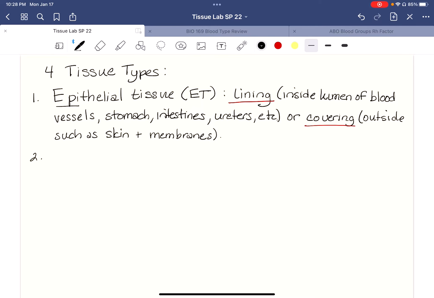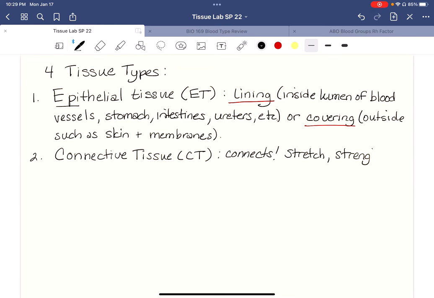Okay. Second tissue type is connective tissue. And connective tissue does exactly what its title says. We'll call it CT for short. It connects things. So don't overlook the obvious there. It is for stretch, strength, networking, so let's just call it a network, like a mesh, and for protection.